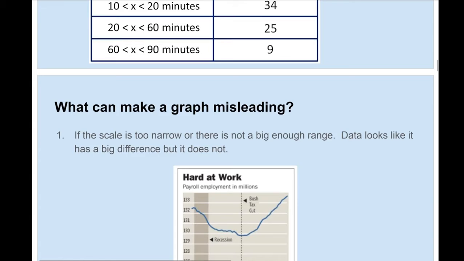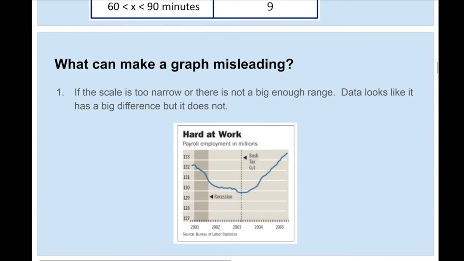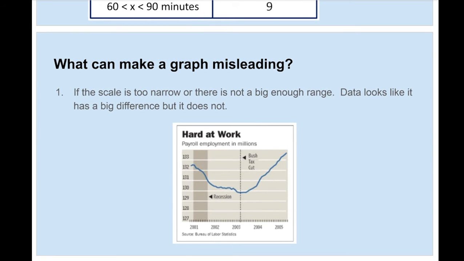So we're going to look at some things that can make graphs misleading. Again, it's not that the data is false or fake, it's how it's presented that's making it misleading. One, if a scale is too narrow or there is not a big enough range, data looks like it has a big difference when it does not.